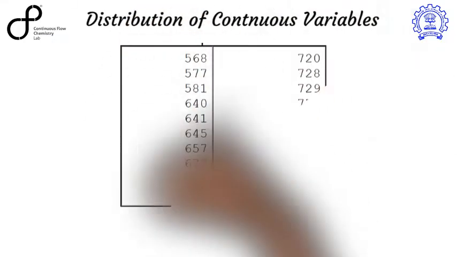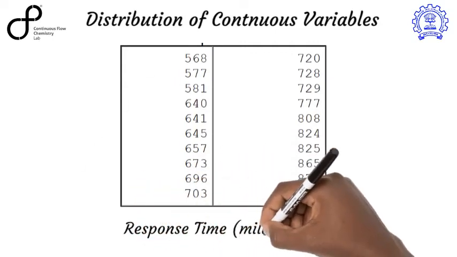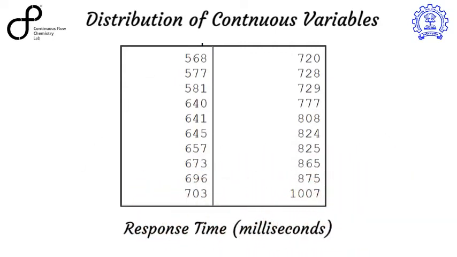The data shown in this table are the times it took one of us to move the cursor over a small target in a series of 20 trials. The times are sorted from shortest to longest. The variable time to respond is a continuous variable. With time measured accurately, to many decimal places, no 2 response times would be expected to be the same.